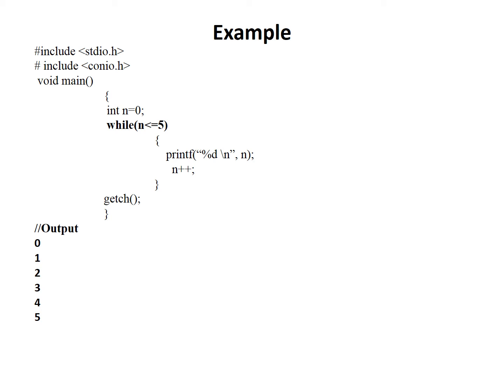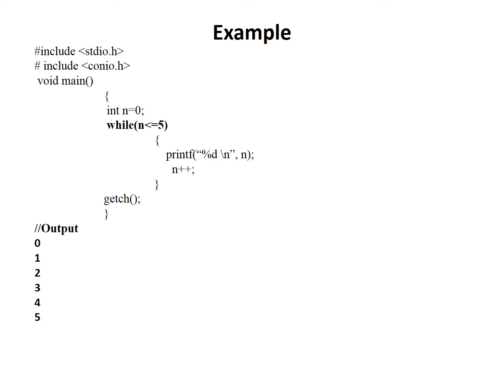I want to print the value of n, so I use the printf function. And as I already told you, within the loop body we have to go for incrementing or decrementing the variable. So n plus plus means for each and every iteration I am going to increase the value of the n variable by one. At the start, initialization n is equal to 0, so the condition is checked: is 0 less than or equal to 5? The condition is true, hence it executes the loop body.